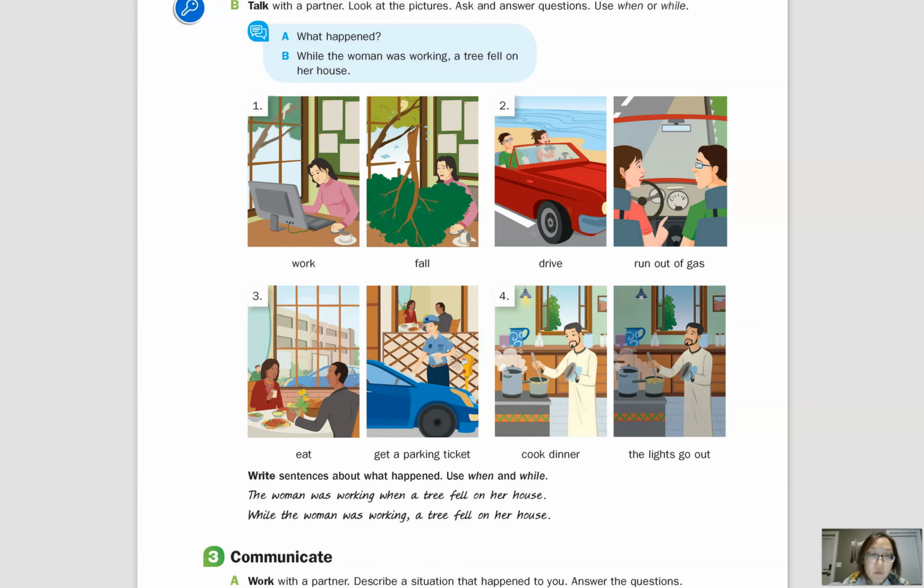Okay, so welcome to part 2 of the lesson, and we finished this activity at the end of part 1, but I want to go back to this question and look at it one more time. The question is, what happened? And as I mentioned, this is a past tense question. So if we were to answer the question with a short answer, we could just say, a tree fell on her house. So that's the short answer because this is the past tense and this question is also past tense.